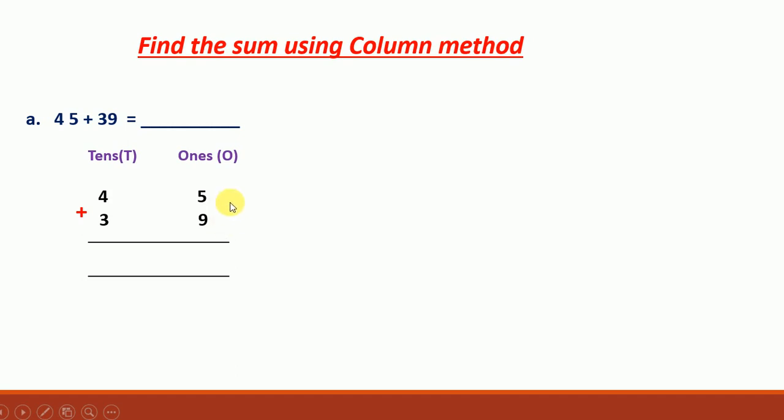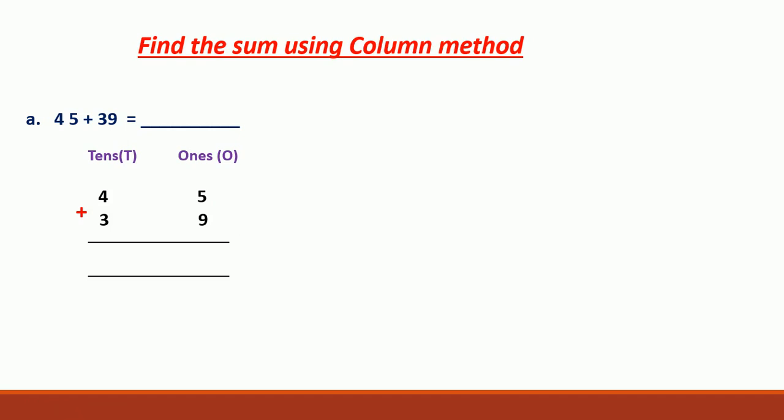So 9 is the bigger one. Keep 9 in your mind. Take 5 on your finger and count. After 9 comes 10, 11, 12, 13, 14. So when we add the ones place, we get 14.